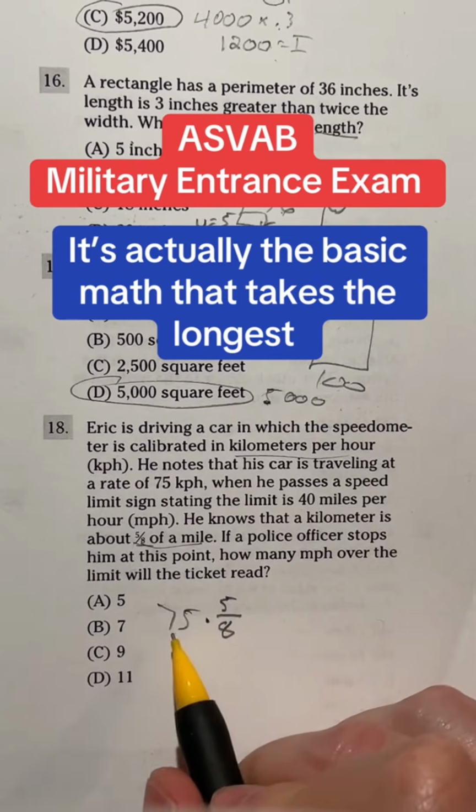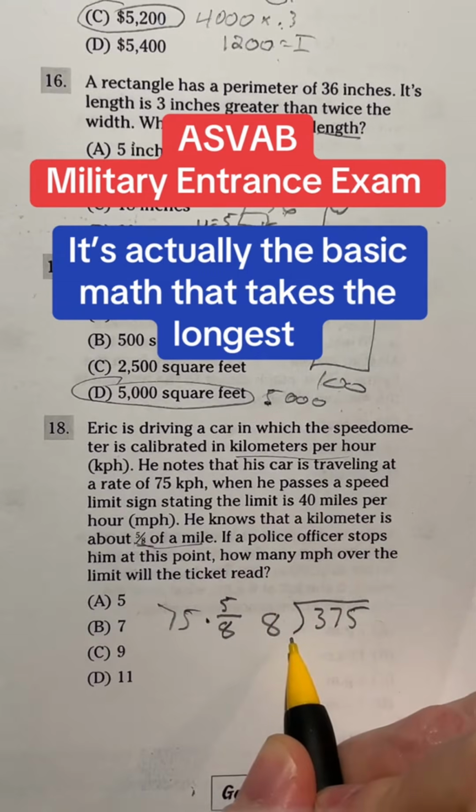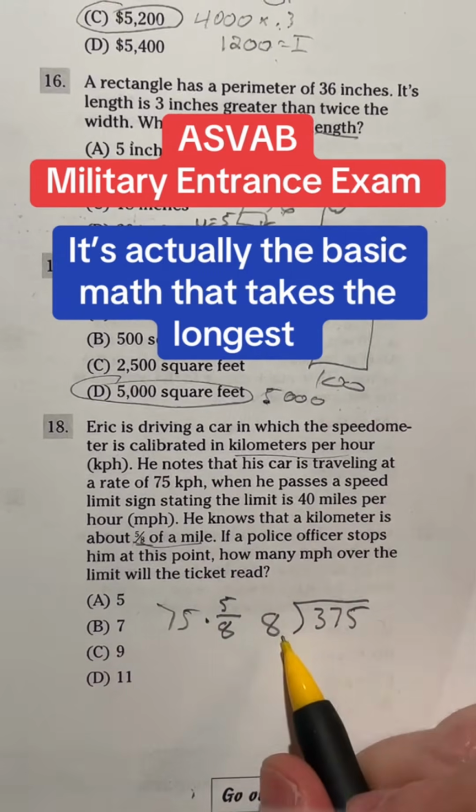So the best way I can go about doing this is, off the bat, 75 times 5, I can do in my head. That's just going to give me 375. Now, the problem here is we have to divide that by 8, and without a calculator, you may not be jumping up and down to do that. So let's go ahead and break that down as quickly as we can.